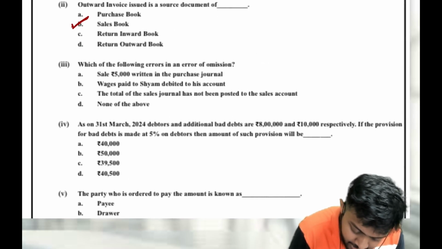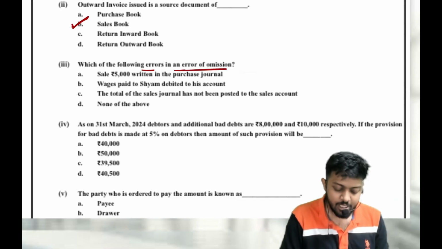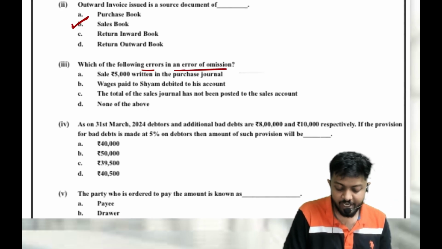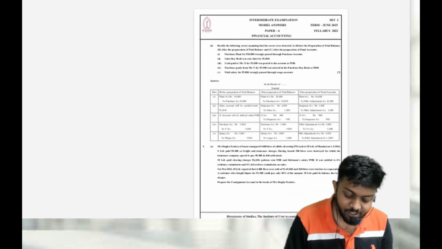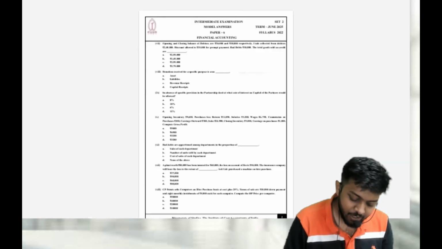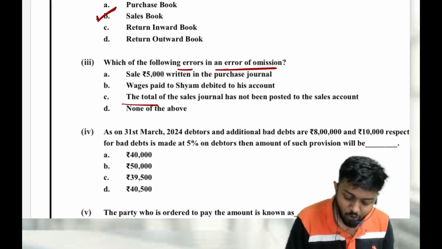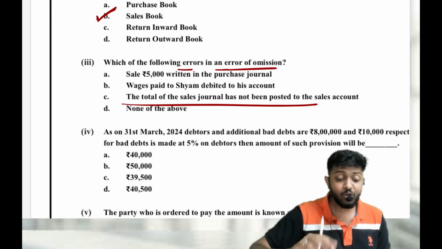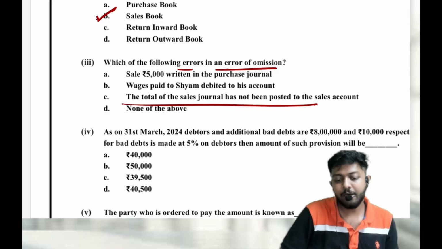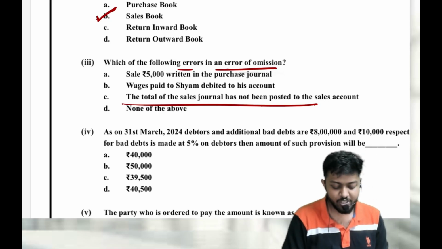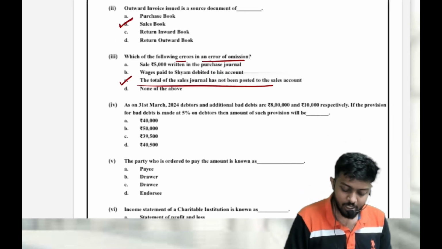Next, which of the following errors is an error of omission? Sale 5,000 written in the purchase journal: this is not an error of omission. Wages paid to Sham debited to his account: no. The total of the sales journal has not been posted to sales account: so the answer should be C. I told you, one is forgetting to record the entry in the journal itself. Second, you have recorded it in the journal but forgot to post it. That will also be considered an error of omission. C.